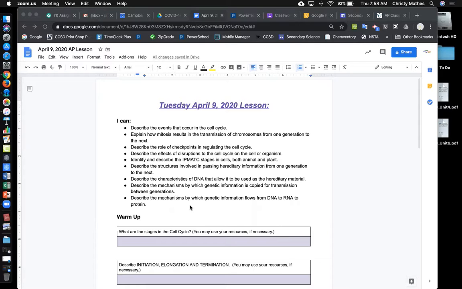So I can describe the events of the cell cycle. I can explain how meiosis results in the transmission of chromosomes from one generation to the next. I can describe the role of checkpoints in regulating the cell cycle. I can describe the effects of disruptions to the cell cycle on the cell or on the organism. I can identify and describe the IPMAT-C stages in cells, both animals and plants.